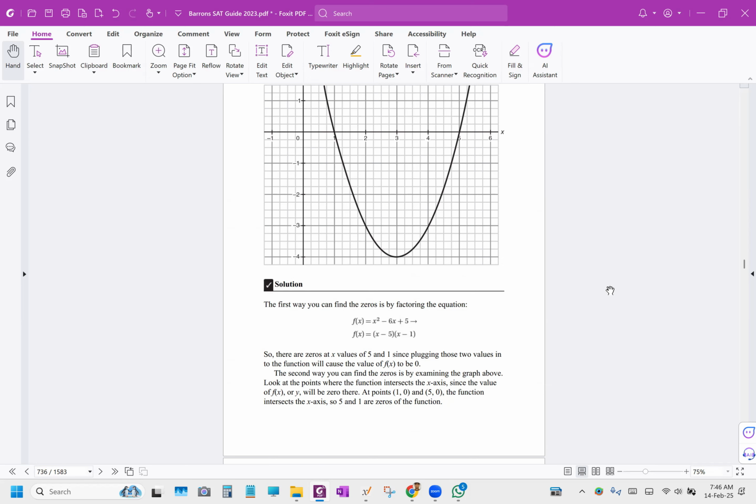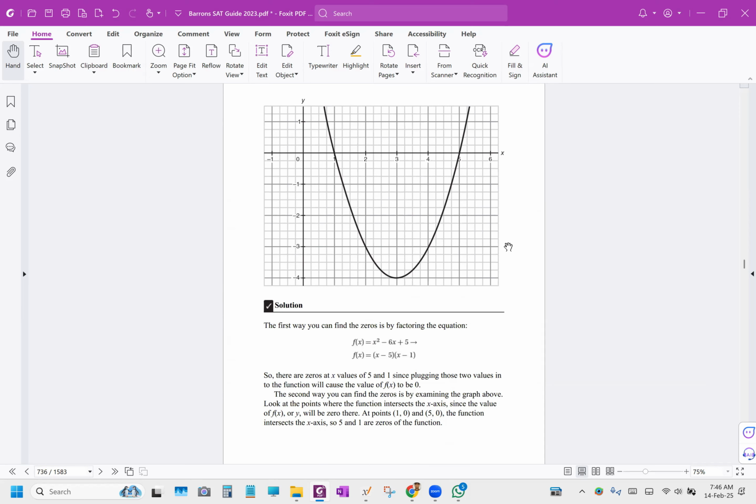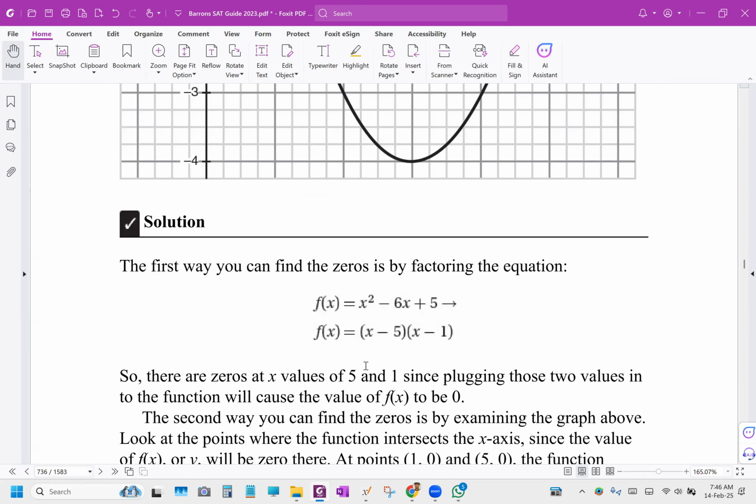The first thing you need to do is locate the solution. That is the first step. So what is the solution of this equation? The solution of this equation is x equals 5 and x equals 1. These two numbers are the solutions of this given quadratic equation.